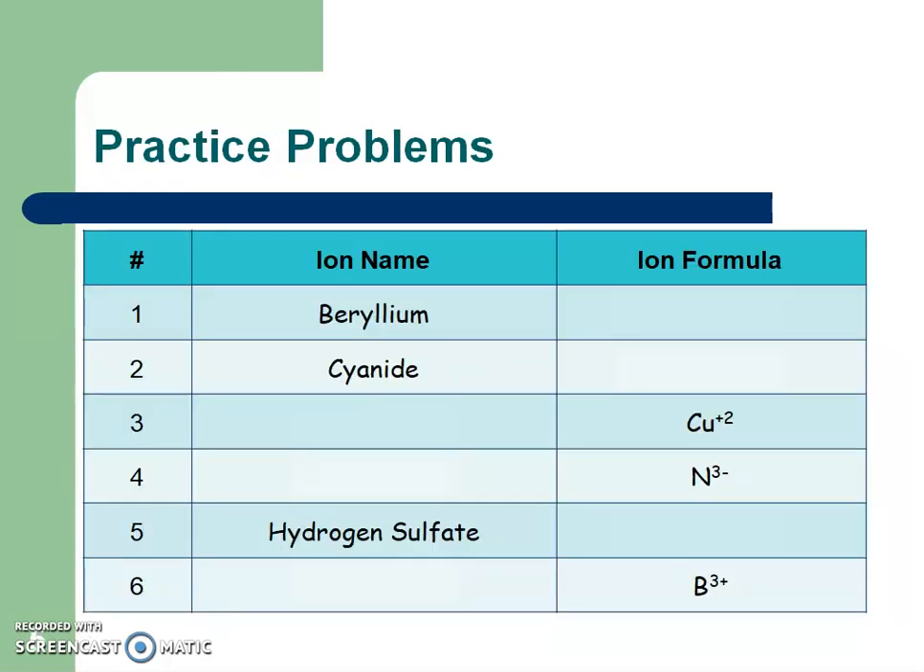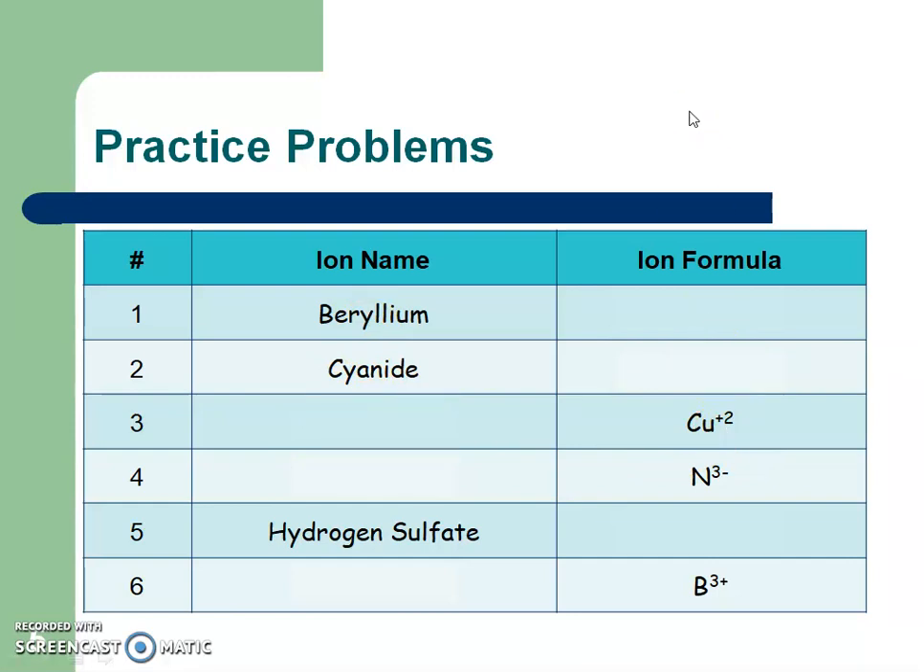So, a couple of things you can do. Either you can try the first 6 and then play the video to get the answers. You can do all, I believe there's 18 of them. You can do all 18 and then check your answers. You can do 1 or 2 and then check your answers. It is up to you. But you got to be able to give the formula for the names I give you, or give me the name of the ion formula I give you.